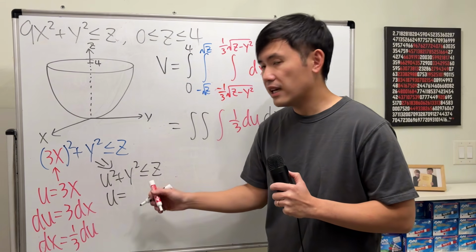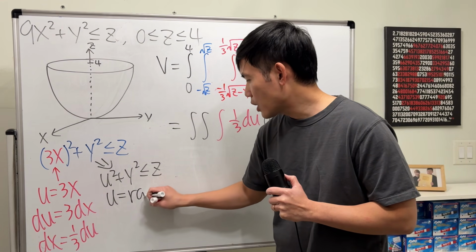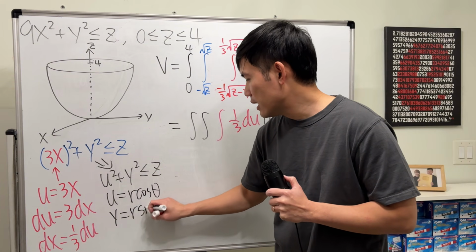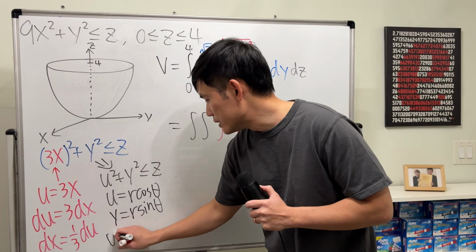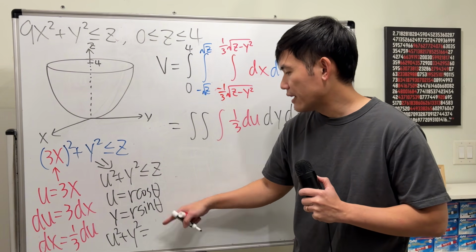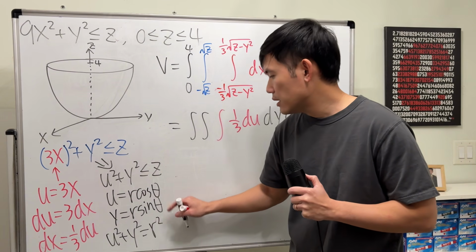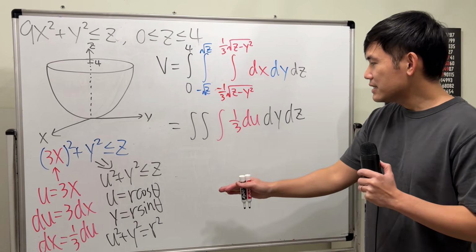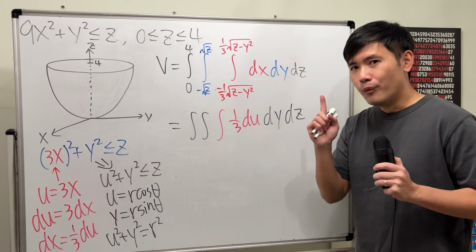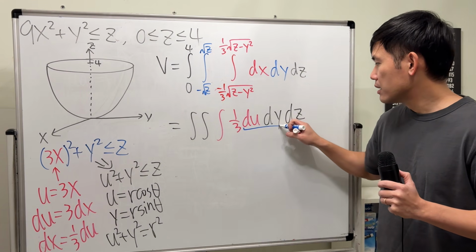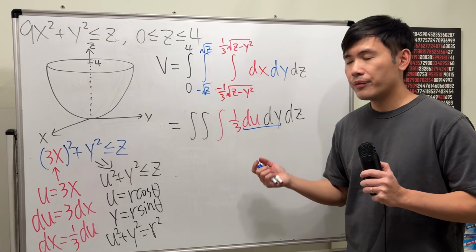Put u to be like the x component, r cosine theta, and y is still the y component, r sine theta, and then we see the u squared plus y squared. Square this plus square of that, factor out the r squared. Cosine squared plus sine squared is equal to 1, so we have that. So that's that. But now, more importantly, we will have to get the differential.